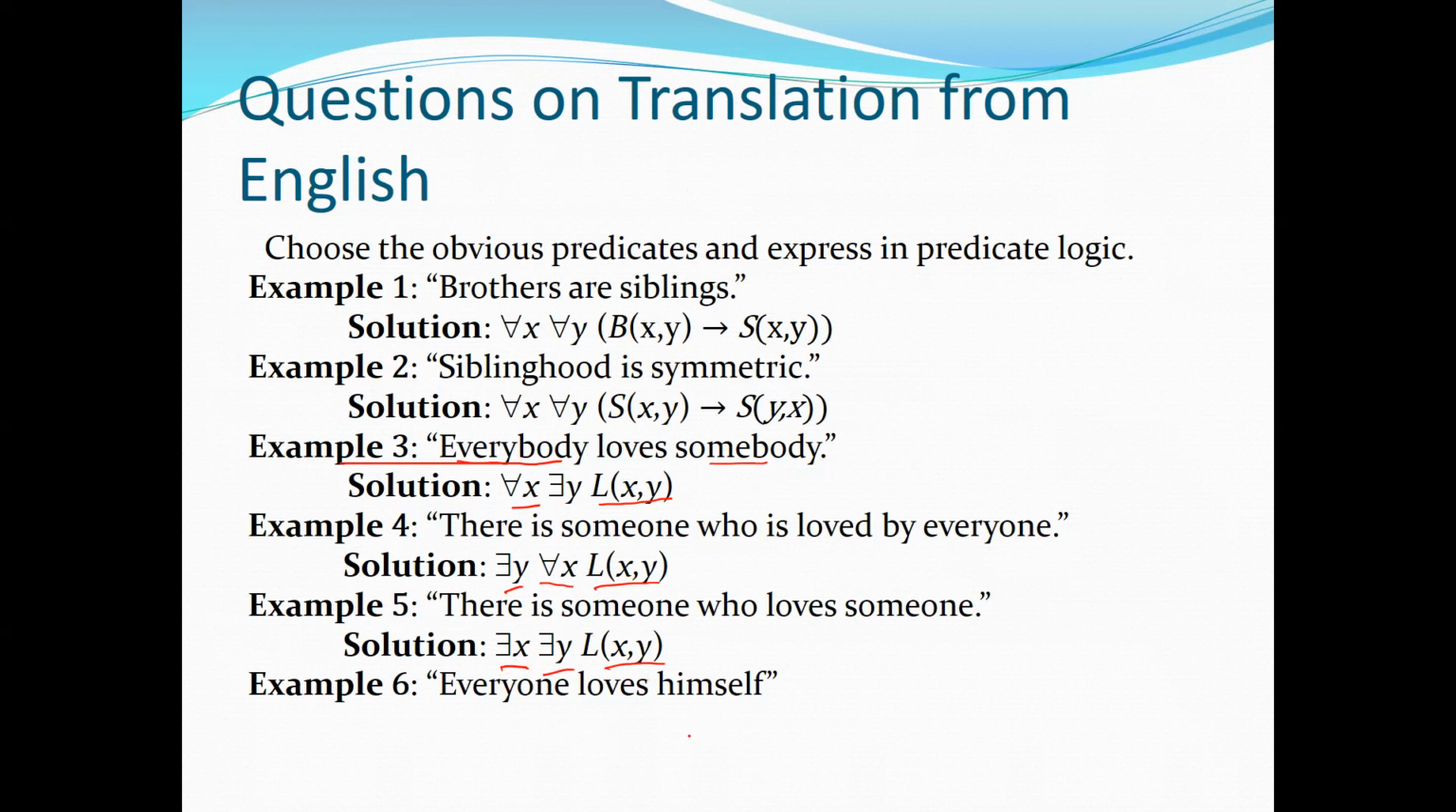Everyone loves himself. This is interesting. Everyone means for all, loves himself. We have only one variable here. So for all x, L of x comma x. That's how we use the quantifiers for English translation.